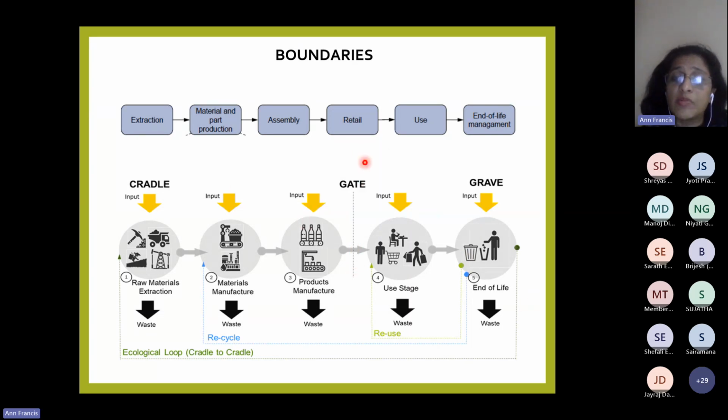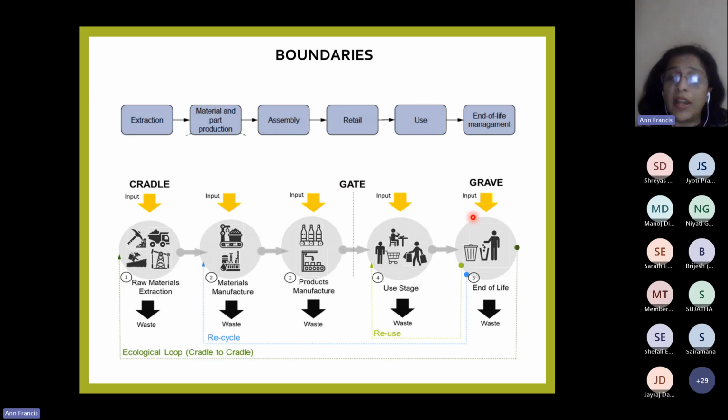And sometimes in certain products such as plastics, the kind of studies that we generally see are mostly gate to grave. We are not concerned about the upstream or manufacturing of that. We just want to understand the waste management impacts. So we can do a gate to grave. Whatever you are doing, it is important to specify.